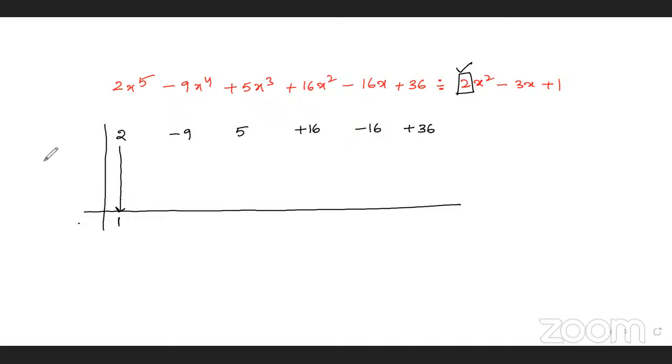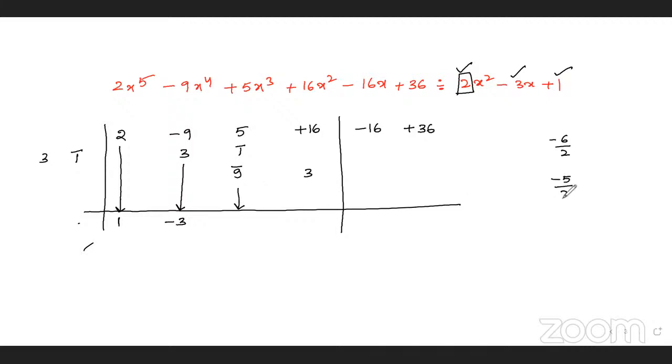Then we get 1. My modified divisors will be plus 3 and minus 1. So 1 into 3 is 3, and 1 into minus 1 is minus 1. Next, totally minus 6 I have now. Minus 6 divided by 2 is minus 3. Minus 3 into 3 is minus 9, and minus 3 into minus 1 is plus 3. Now the sum will be minus 5.